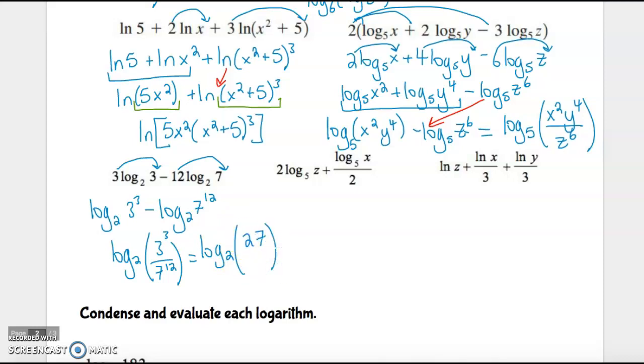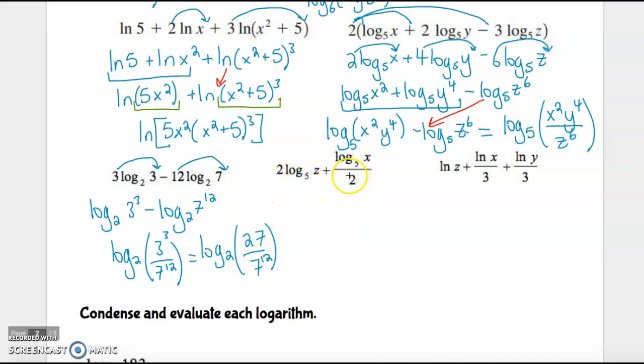7 to the 12th, I got to do in my calculator. Hold on one second. 7 to the 12th power. Holy crap, we're just going to leave that as 7 to the 12th. My goodness. Even in my graphing calculator, it gave me scientific notation, so that sounds good right there. All right. Let's go ahead and do this next one.